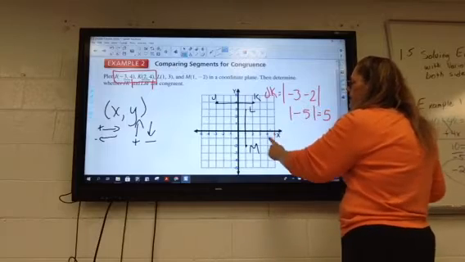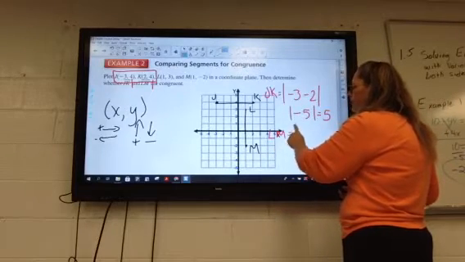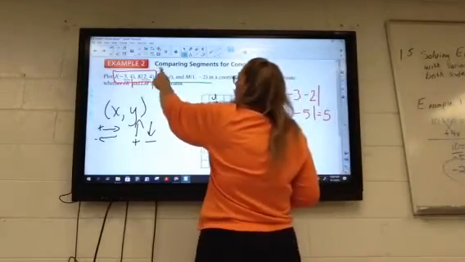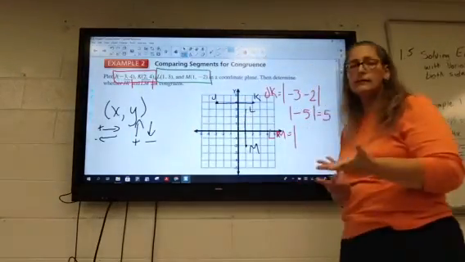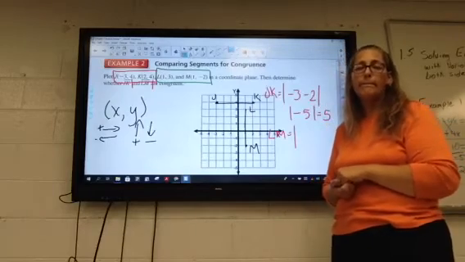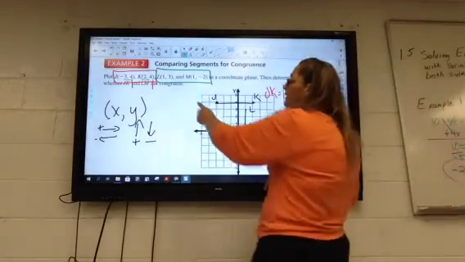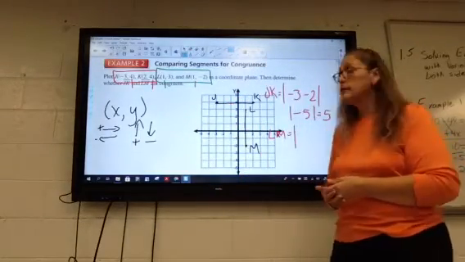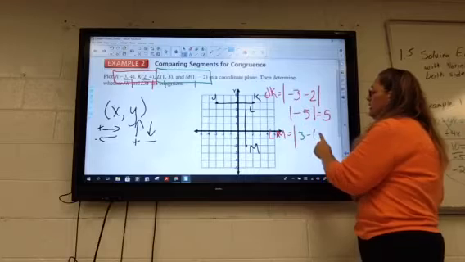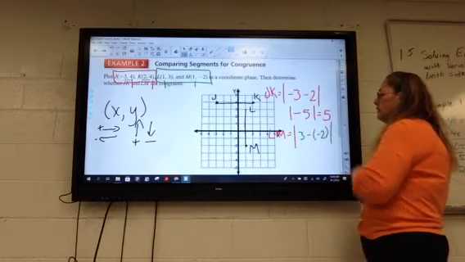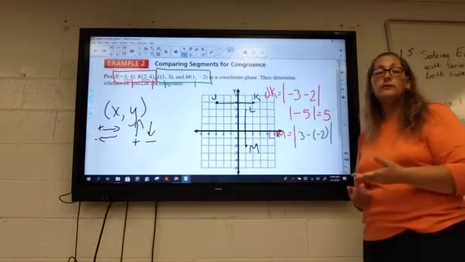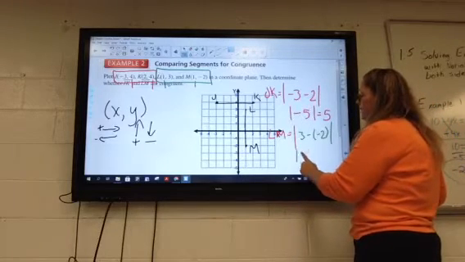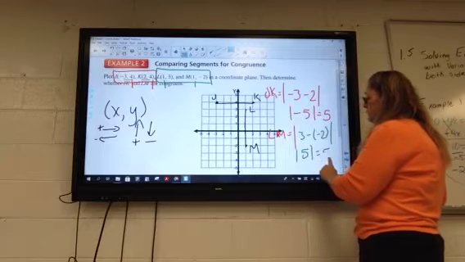All right, let's look at LM. I'm going to change the color here. For LM, which coordinate is the same, the X or the Y? If you look at it, your X's are the same here, so all I need to do is subtract my Y's. So 3 minus that negative 2. This goes back to working with signed numbers. 3 minus the negative is 3 plus 2. So 3 plus 2 is 5. The absolute value of 5 is 5.